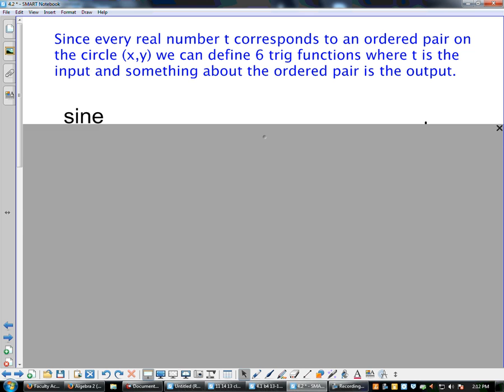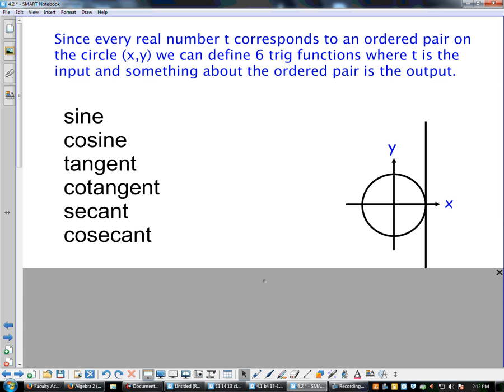All right, so let's talk about these. Here are the 6 different trig functions: sine, cosine, tangent, cotangent, secant, and cosecant. These are the 6 different trig functions.